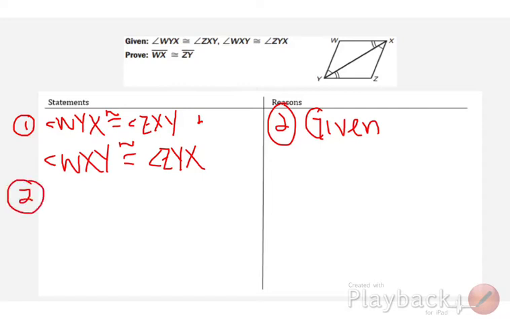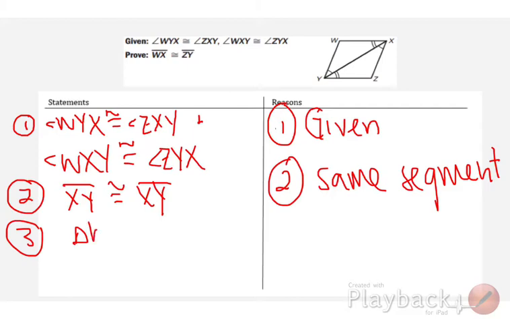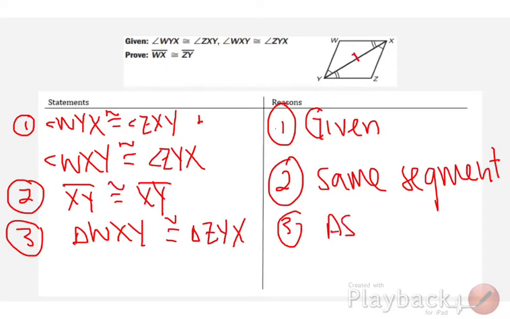All right, my next statement that I need to make is saying XY, the side, is congruent to XY, the side. And how do I know those 2 are congruent? Well, they're the exact same side. So all I say is same segment. All right, and now that I have my 3 pieces of information, I can say that triangle WXY is congruent to triangle ZYX, and then I can say my reasoning why is angle, side, angle.